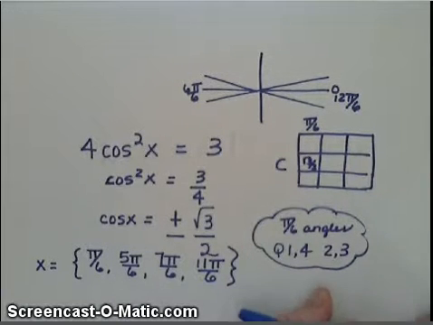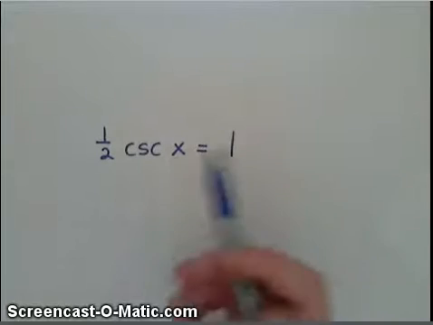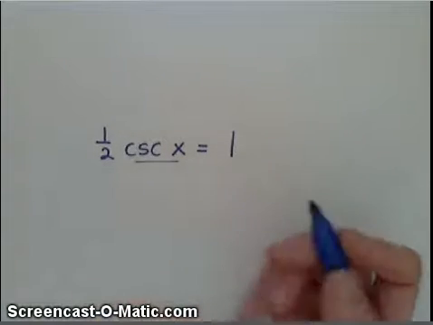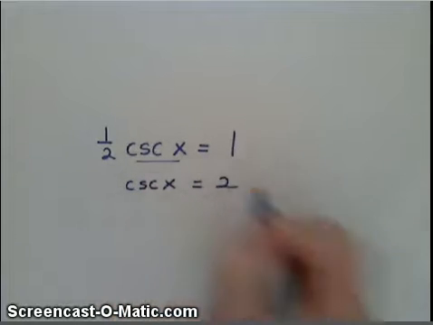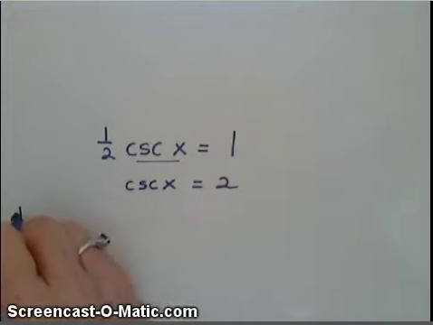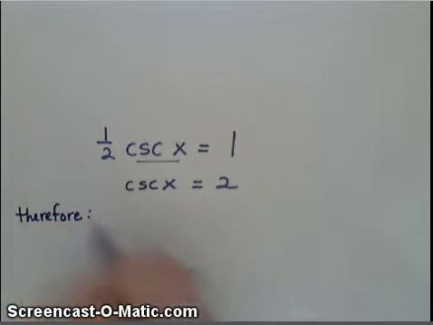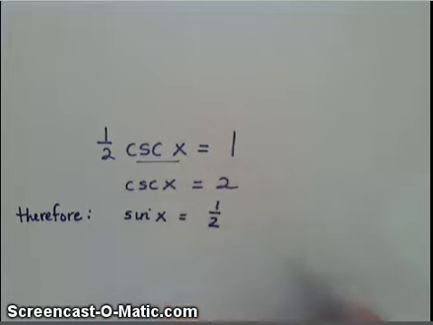My last example under simple is this problem. This is also a single function problem, so just cosecant. If we multiply both sides by 2, we get the cosecant of x is equal to 2. The problem is we do not deal with 2 on our 9-part chart. So we're going to make another statement. We're going to change this problem. Therefore, if the cosecant of x is 2, then the sine of x is equal to 1/2.